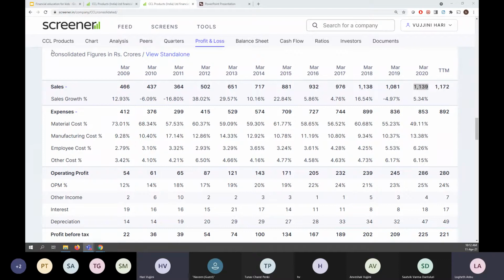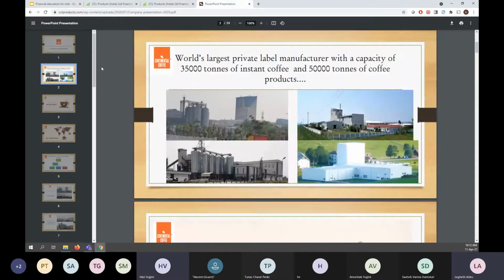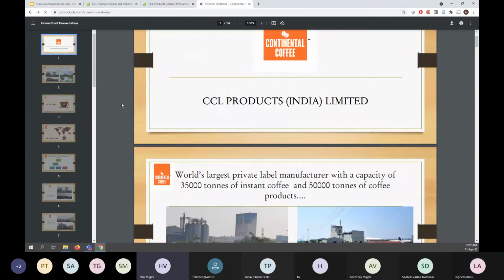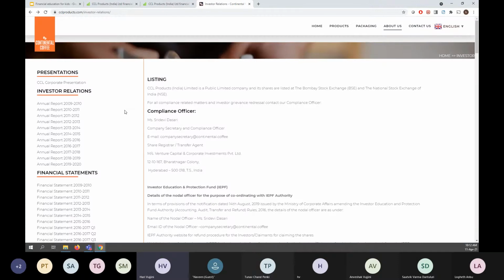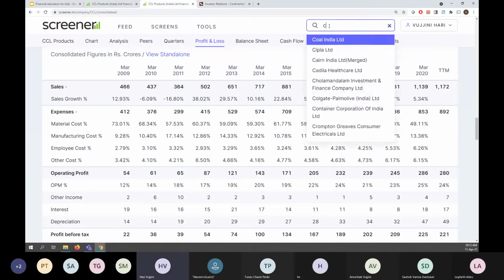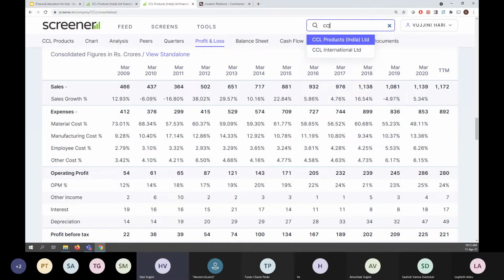Is it an Indian company or is it international? It's an Indian company, but it supplies to international customers across the world. They have customers in around 40, 50 plus countries. On the Screener app, when I search CCL, it shows Products India Ltd or International Ltd. Which one should I press? Oh, okay. If you go here, search for CCL and press the first one, CCL Products India Limited.